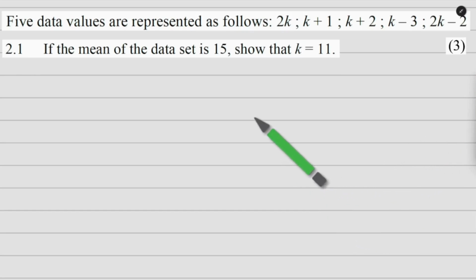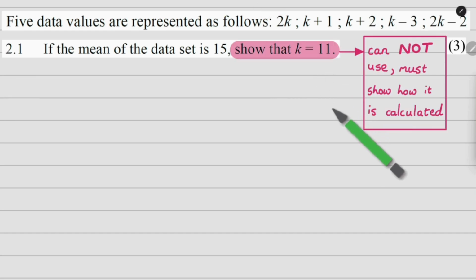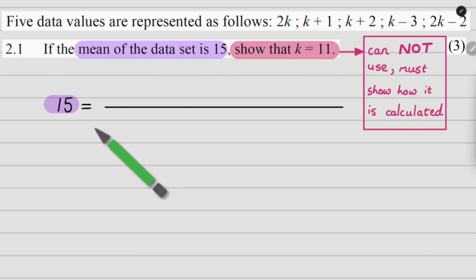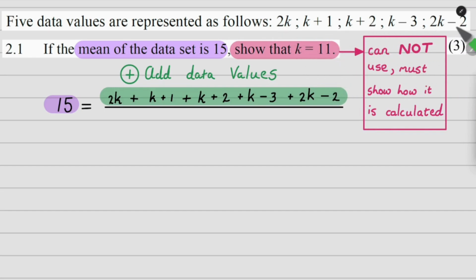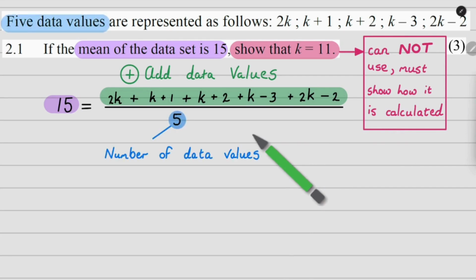In question 2.1, we've been given 5 data values as follows. And if the mean is 15, we need to show that k equals 11. So if they say show that k equals 11, you cannot use that 11. You must show where that 11 came from. So we are going to be using our mean formula to do that. So the mean is equal to, and then I add together all my data values on top. So I take all these data values and I simply add them together, and then I divide by the number of data values. They told us that there's 5 data values.